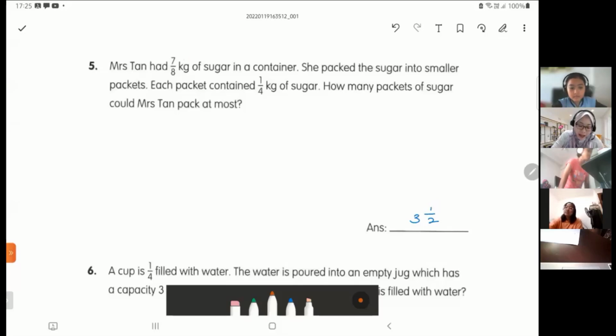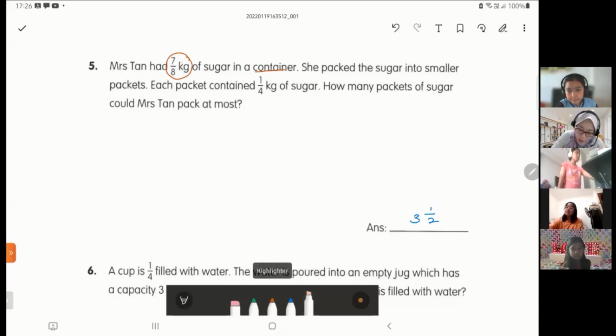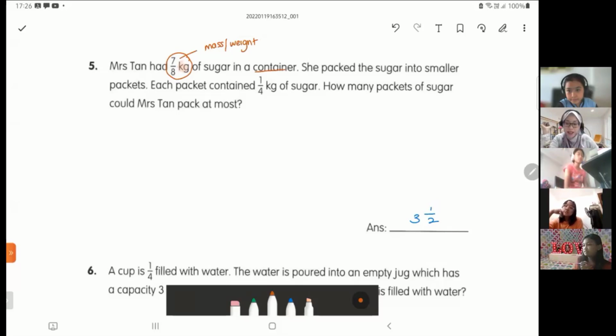Mrs. Tan had 7/8 kg of sugar in a container. When you have this kind of fraction with a unit of measurement at the back, this is the mass or the weight of the sugar. It is no longer just a fraction. No model can be drawn for this. It is a unit of measurement given already. 7/8 kg. How much sugar in the container?